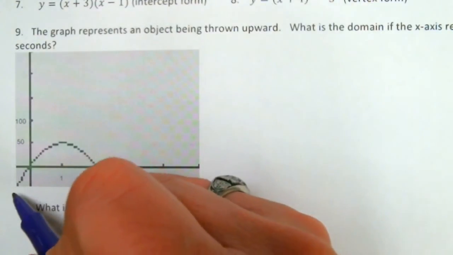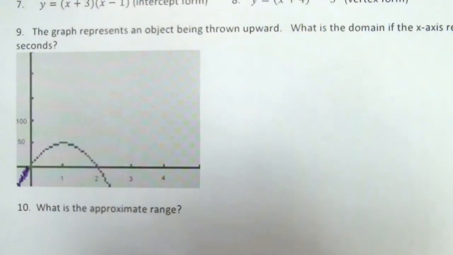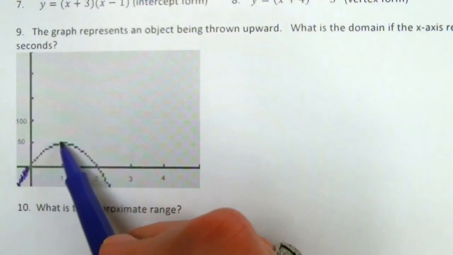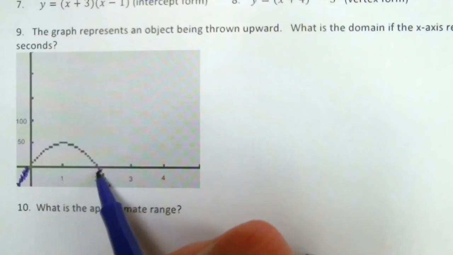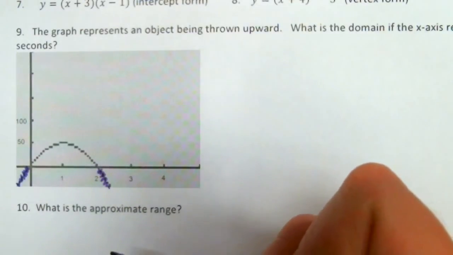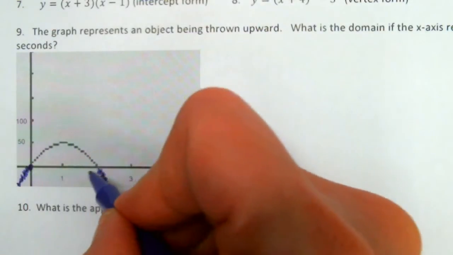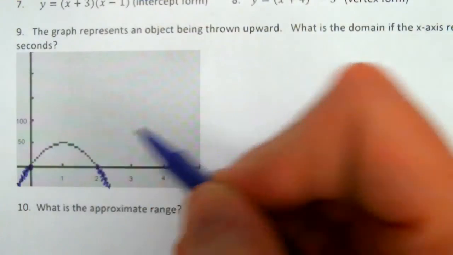Well, when you're throwing something, time starts at 0, so we can ignore the first part of the graph. And then as you throw an object, once it hits the ground, it's not going to go any farther, or at least generally. So we're going to stop at those 2 points. So our graph basically goes from when time equals 0 all the way up to 2.